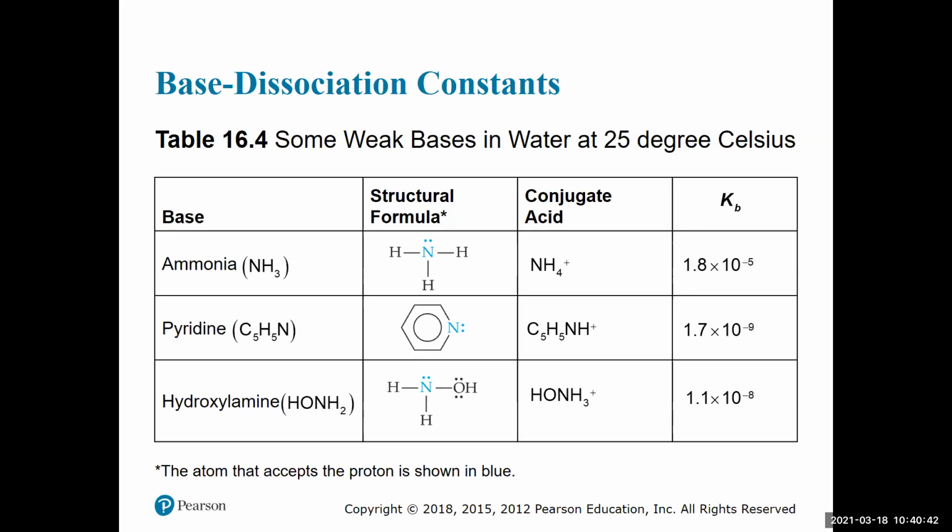What we see on the right here are the Kb values. So we see ammonia, 10 to the minus fifth, pyridine, 10 to the minus 9, hydroxylamine, 10 to the minus 8. So what that tells us is that some of these are stronger than others. Pyridine and hydroxylamine, at 10 to the minus 9 and 10 to the minus 8, aren't real basic, so they're weaker ones. Ammonia is going to be a little stronger with that 10 to the minus fifth Kb value.